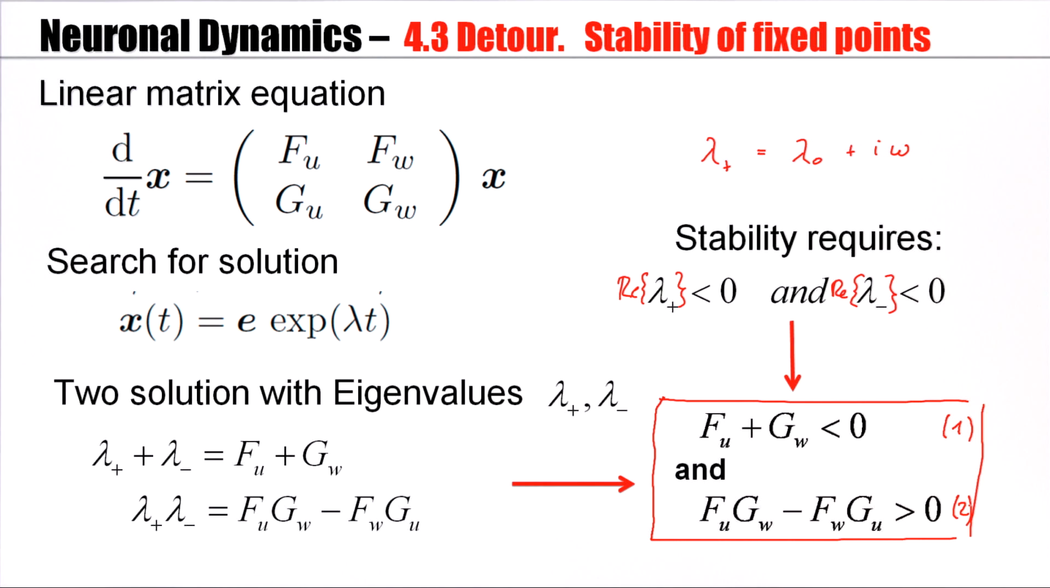So if you want to check whether your system of 2 equations has a stable fixed point, you have to do a Taylor expansion around that fixed point, and you have to check the coefficients of this Taylor expansion and see that fu plus gw is smaller than 0, while this combination should be larger than 0.